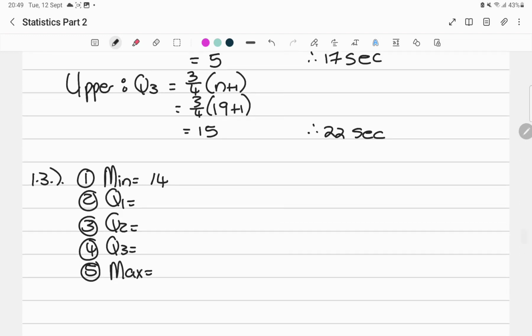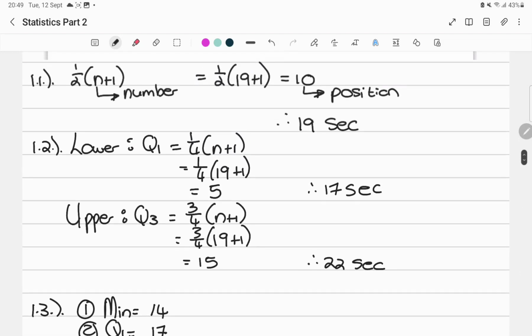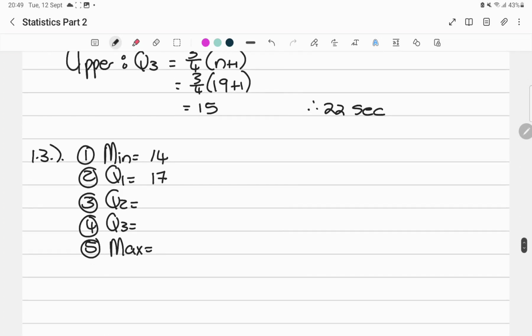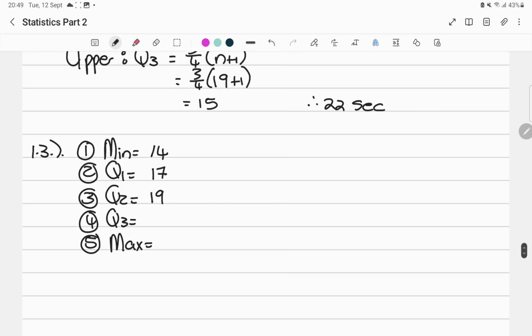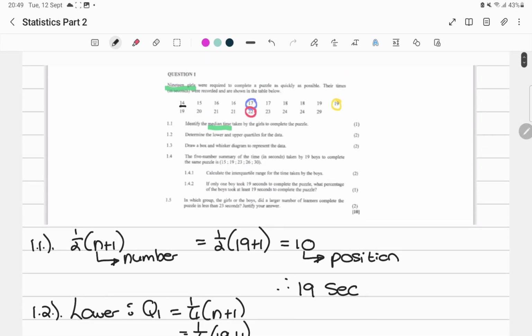My lower quartile or my Q1 is 17. We already worked that out. My median or Q2 was 19 seconds. My Q3 or my upper quartile was 22 seconds. And then my maximum, my highest number is 29.